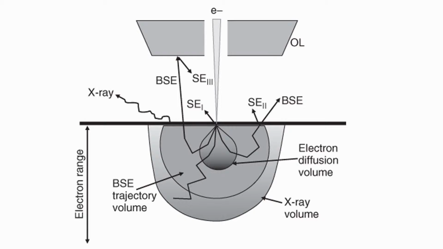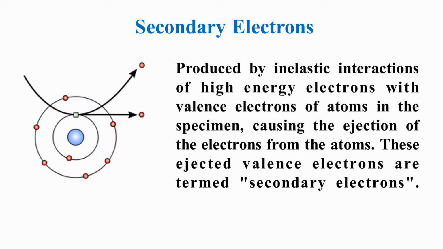Now, we are going to distinguish these three signals. Let's talk about the secondary electron first. It is produced by inelastic interaction of a high-energy electron with the valence electron of an atom in the specimen, causing the ejection of electrons from the atom. These ejected valence electrons are termed secondary electrons.